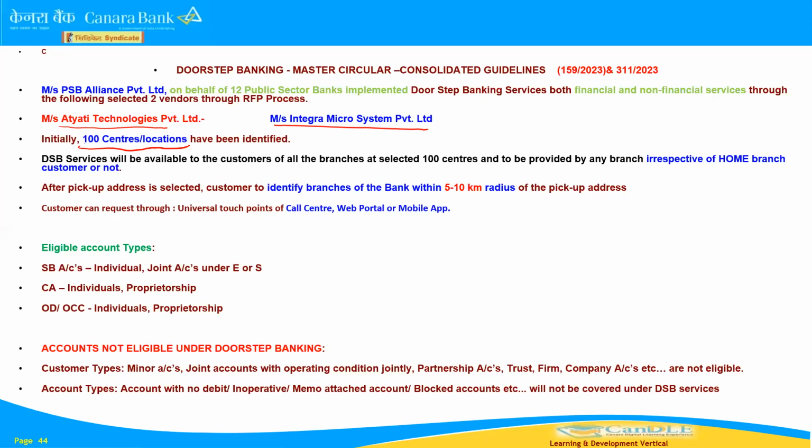Then DSB services can be availed if, for example, Hyderabad is a location. In the 100, Hyderabad is there, Delhi is there. Big cities, right? For example, can a customer of Narayangoda branch avail the service from another branch, Sultan Bazaar? He can avail. What they are telling is that the 100 locations provide it irrespective of the home branch, so customers can avail doorstep banking facilities.